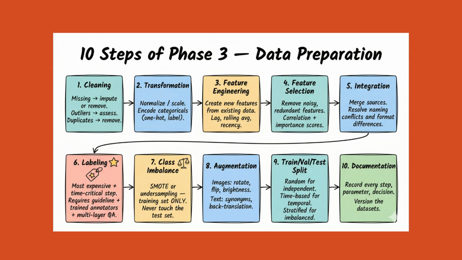Step 8. Data augmentation. For images, generate samples via rotation, flipping, brightness changes, noise. For text, use synonym replacement or back translation. Step 9. Train, validation, test split: random for independent data, time-based for temporal data, stratified when class balance must be preserved. Test set is used exactly once. Step 10. Data lineage documentation. Record every transformation, parameter, and decision. Save versioned copies of raw, cleaned, and final datasets.